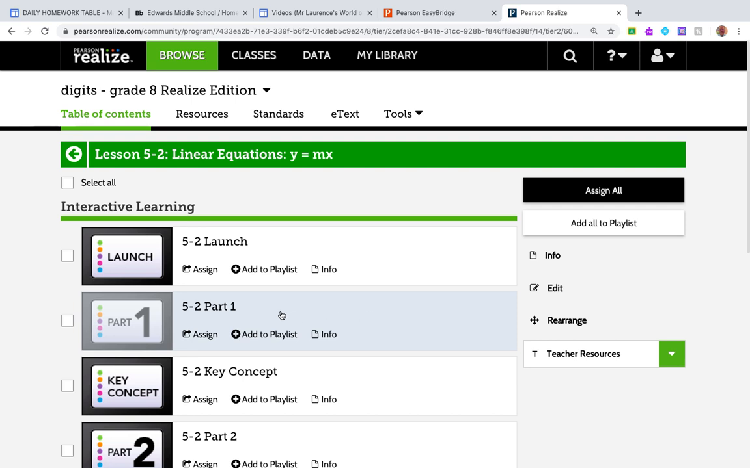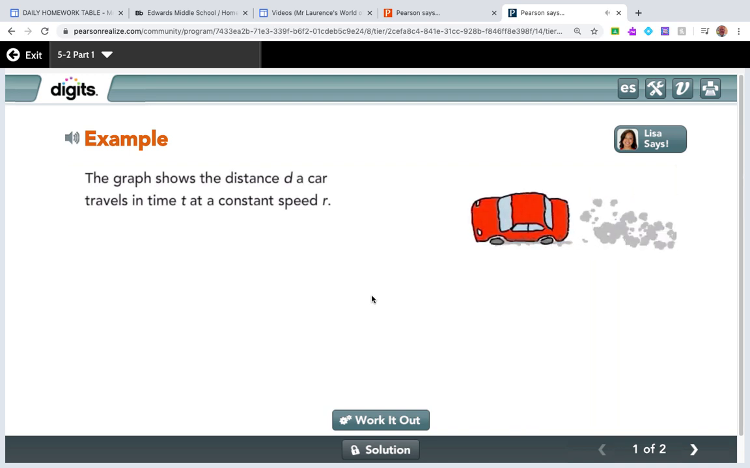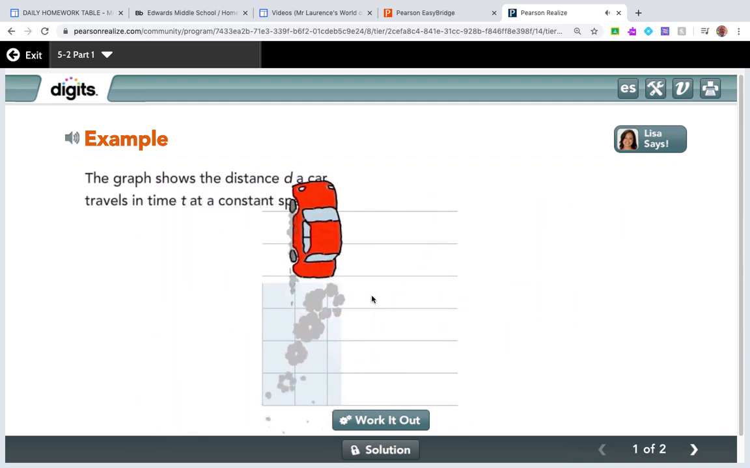I'm in, as you can see, and part 1 is rolling up, and here it comes. Ooh, look at that speedy car go by. That's amazing.